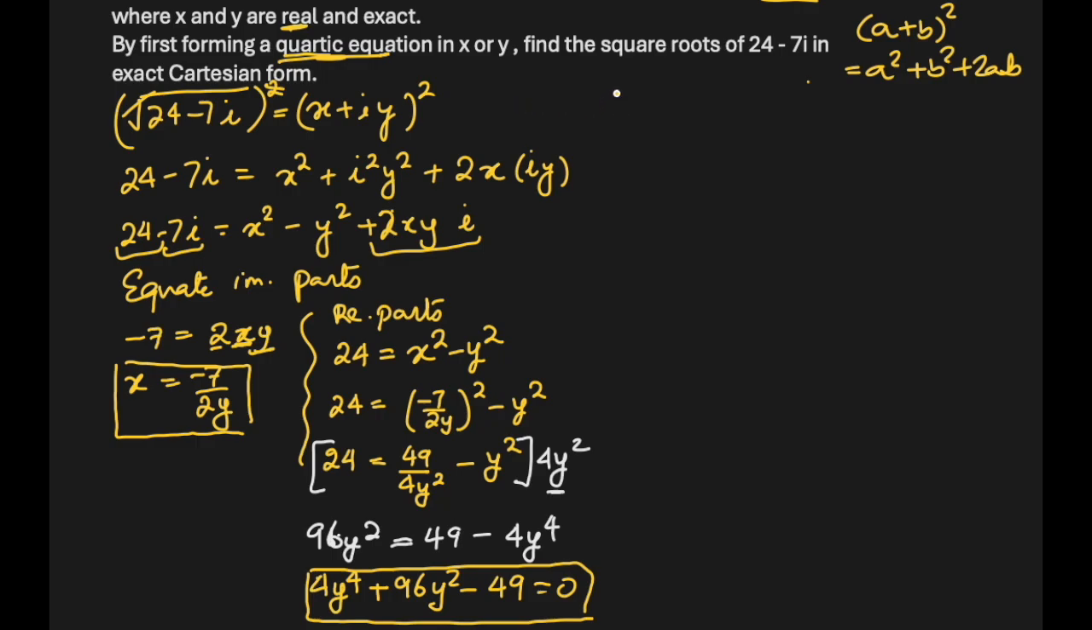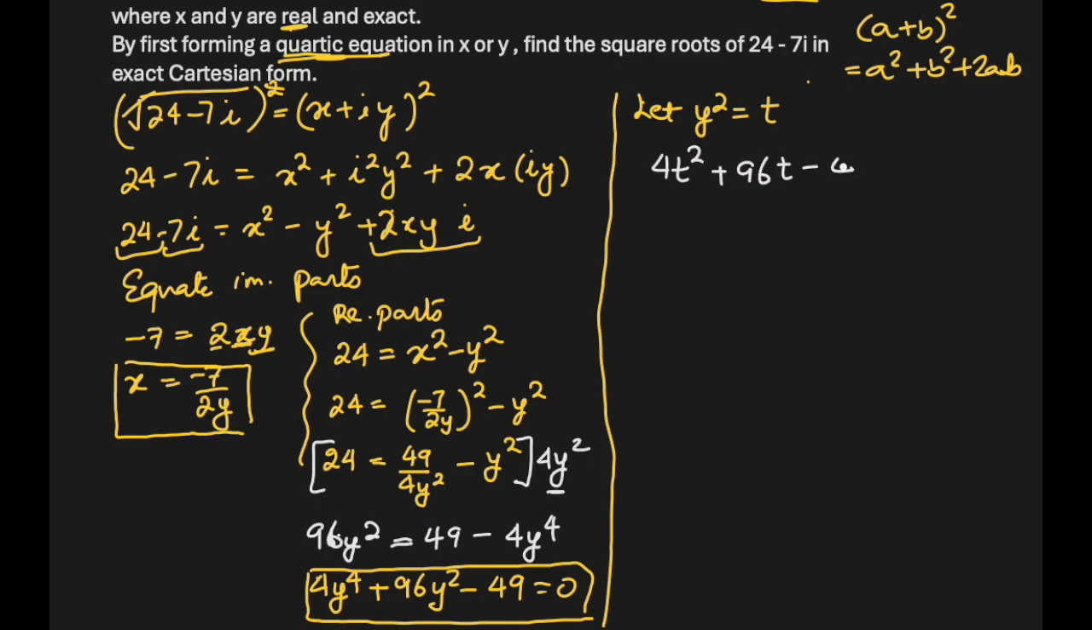Now we have to find x and y so that we can give the answer in exact Cartesian form. So we have to find the solution of this. For this, let's assume y squared is equal to t to make it a quadratic equation. So what does our equation become now? 4t squared plus 96t minus 49 equal to 0. We can split the middle term in this, or we can use the quadratic formula. Let me use the quadratic formula.